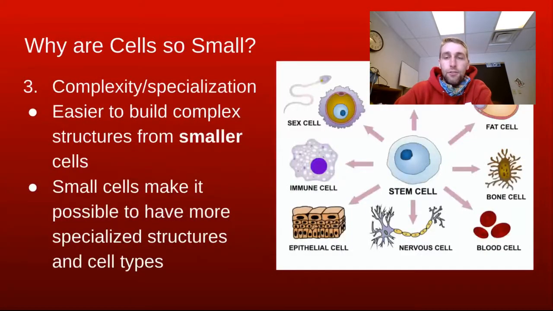Three is the idea of complexity and specialization. So this is more on an organism level, and it's the idea that it's easier to build complex structures out of smaller pieces. So one of the reasons that cells are so small is if you're making complex things like organs, eyes, brains, all those things, it's a lot easier to build complex details out of smaller pieces.